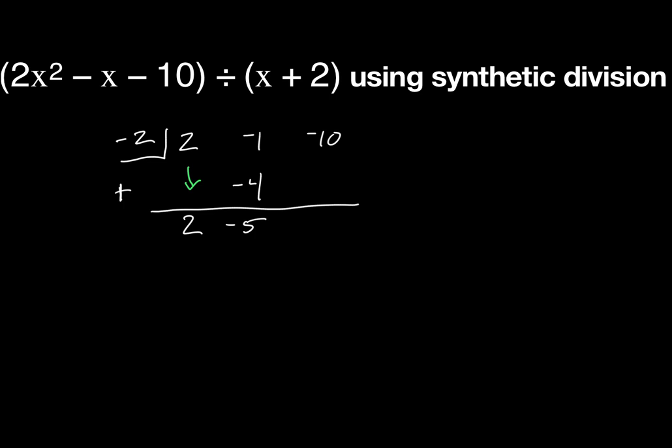Then I take negative 2 times negative 5 and I write it over here. So negative 2 times negative 5 is 10. I'll write it here. It's positive 10. And I add.